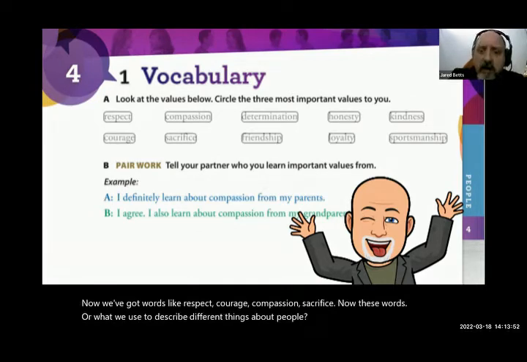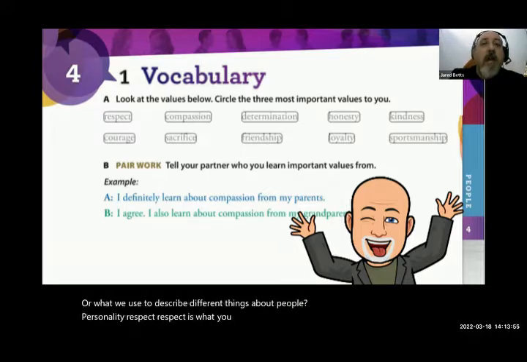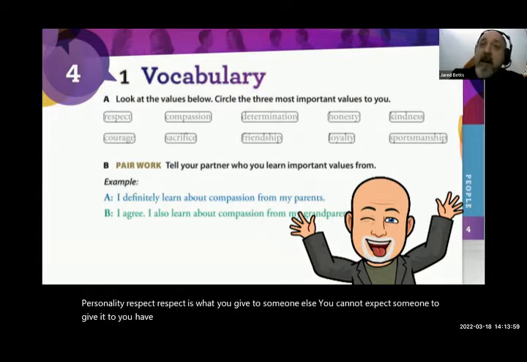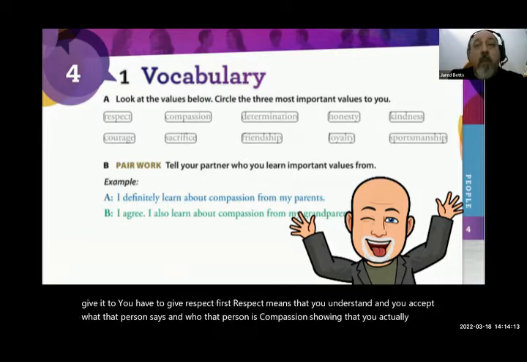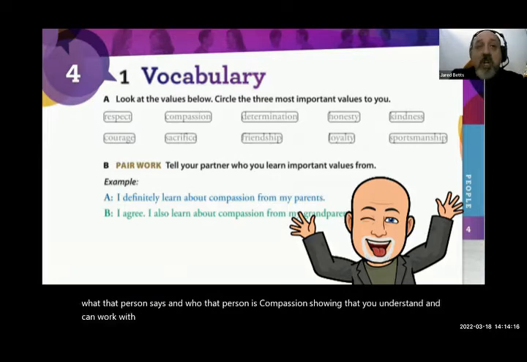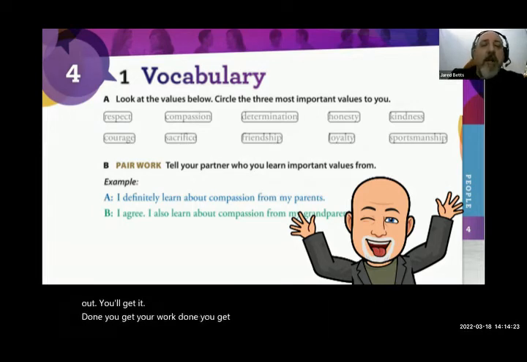Respect. Respect is what you give to someone else. You cannot expect someone to give it to you. You have to give respect first. Respect means that you understand and you accept what that person says and who that person is. Compassion, showing that you actually understand and can work with someone else. Determination means you're going to go out, you'll get it done. You get your work done, you get it out there, you're doing it all the time. You're determined to do it.